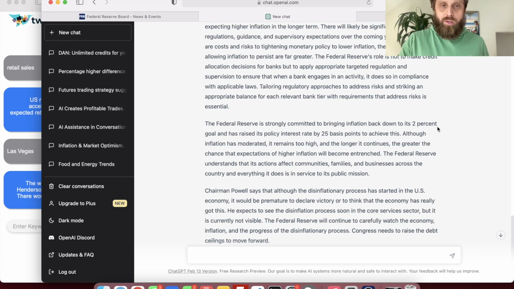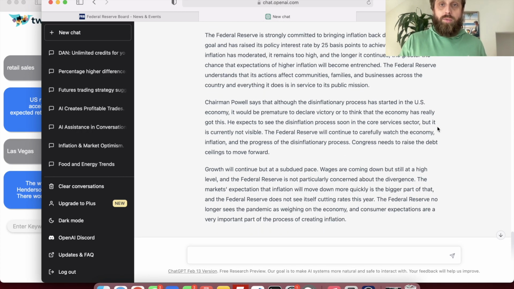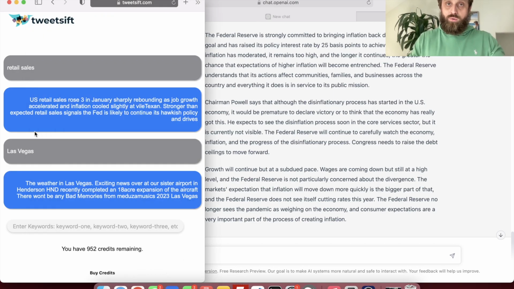You already knew that. The Federal Reserve is strongly committed to bringing inflation back down to its 2% goal. That inflation 2% is a big number here, and has raised its policy interest rate by 25 basis points, which just happened, to achieve this. Although inflation is moderated, it remains too high. The narrative up until now was they're not going to raise rates through 2023, which is turning out not to be true because people are spending so much money, as you saw here with TweetSift.